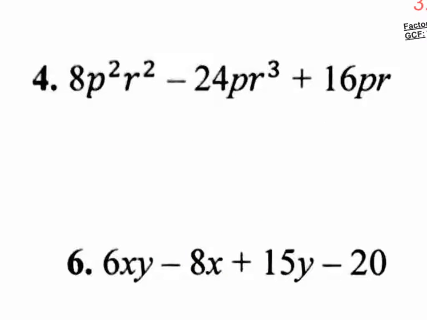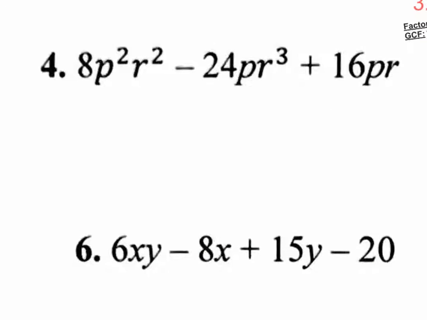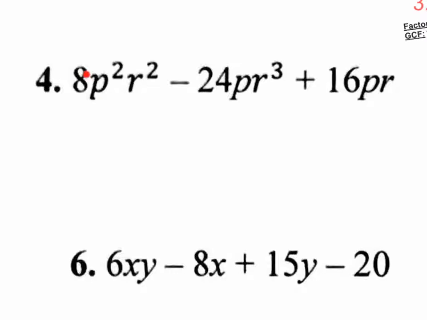Number 4, we don't have a binomial here. We actually have a trinomial. 1, 2, 3 terms. There's 3 terms right here. Okay, so what could we pull out? What's the greatest common value, the GCF, that we could pull out from all 3 of them? Well, let's talk about coefficients first. 8, 24, and 16. Well, maybe 8, right? 8 is 8. 8 times 3 is 24, and 8 times 2 is 16. So for sure, we could pull out an 8.